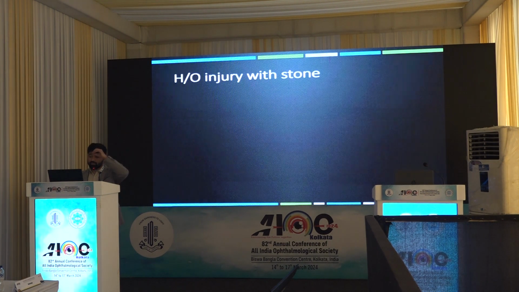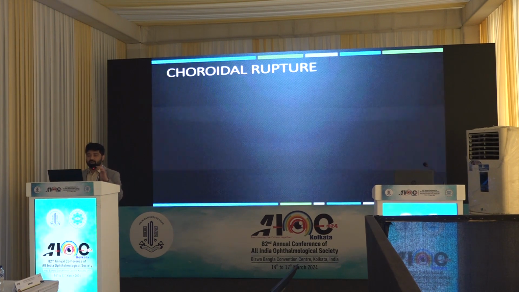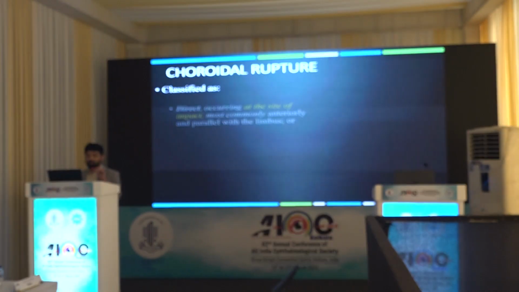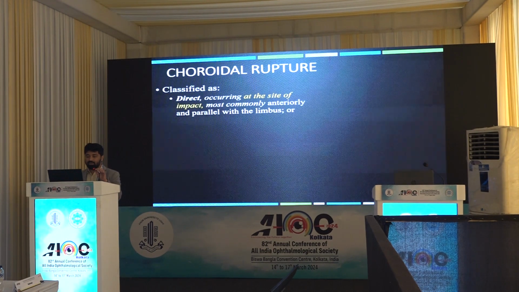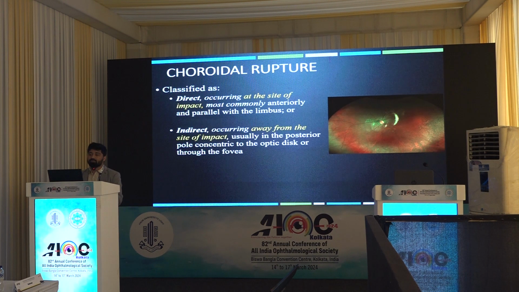So one more case example, this was an adult with a history of injury with a stone. You can see some concentric semicircular whitish opacification in the macula. So basically this is a choroidal rupture. This can be of two types, direct occurring at the site of impact or indirect away from the site of impact. The indirect ones are always located near the macula due to the tethering effect of the optic nerve. Usually these tend to be concentric to the optic disc.